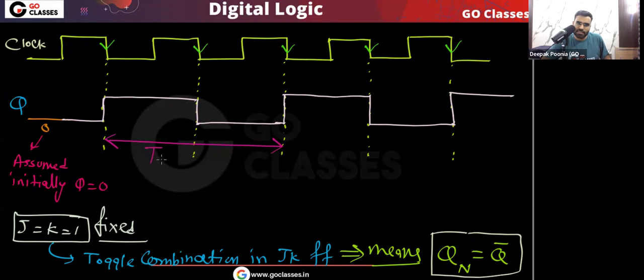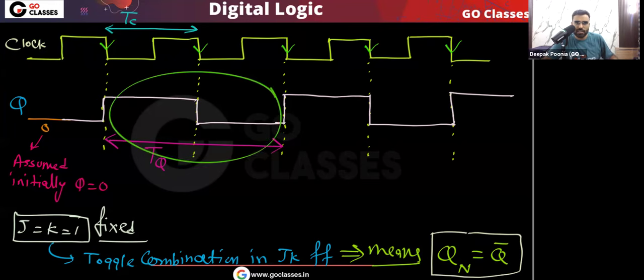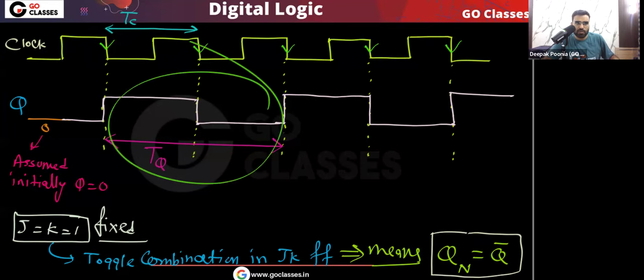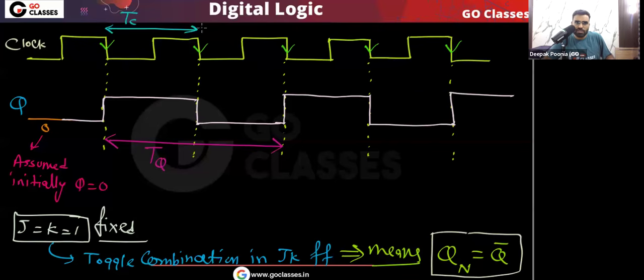I can say this is TQ, and this is TC. This is TC, the cycle time of the clock, or I can say the clock period of the clock signal. And this is the period or cycle time of the output waveform Q. You can see that this TQ is double of TC. Yes or no? This is also TC.